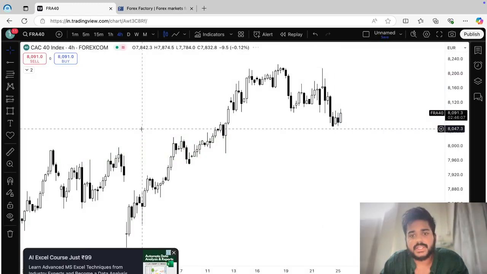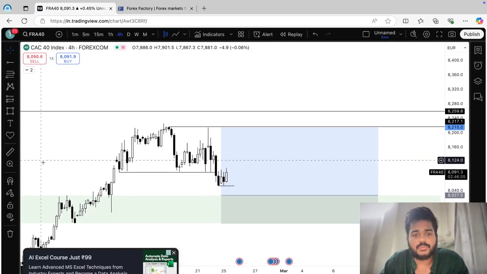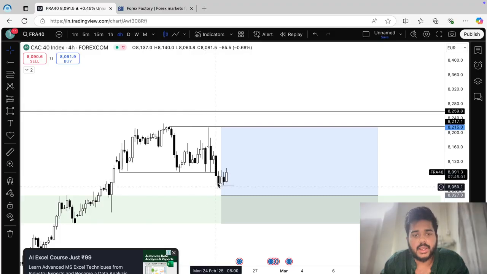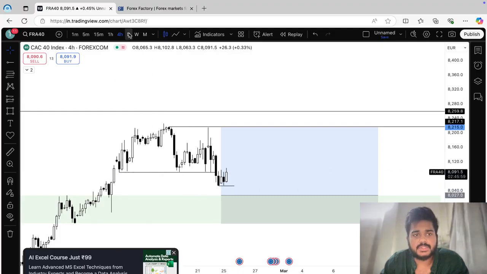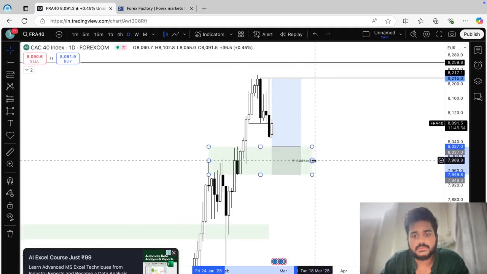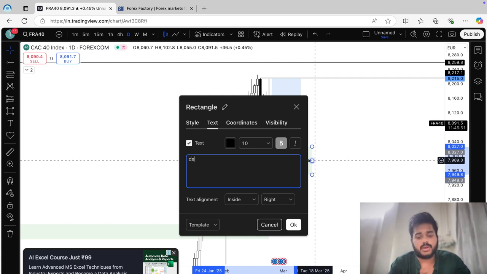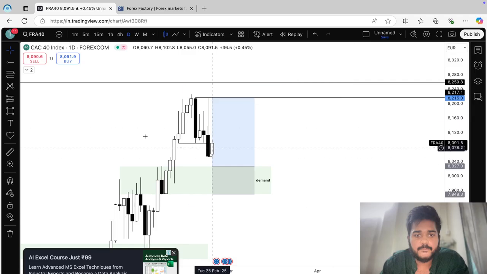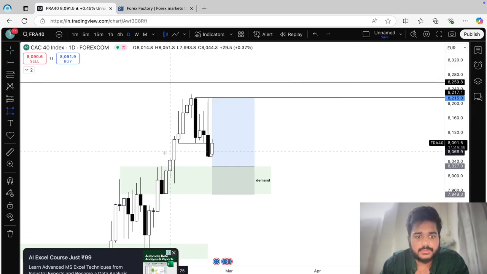So for now, we are having a look at France 40. We can move higher from here because we have taken out some liquidity. But the best opportunity for us would be when we tap onto this demand zone. Just make it demand. Okay. And an imbalance over here.